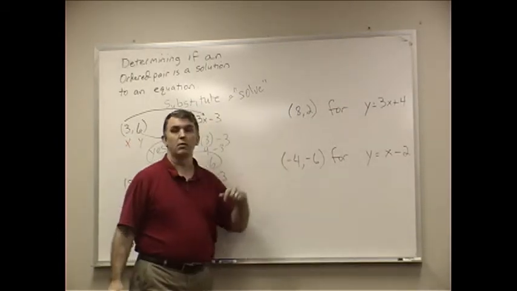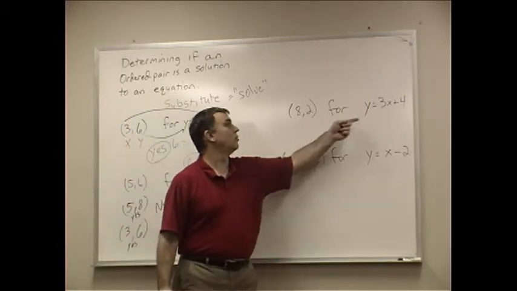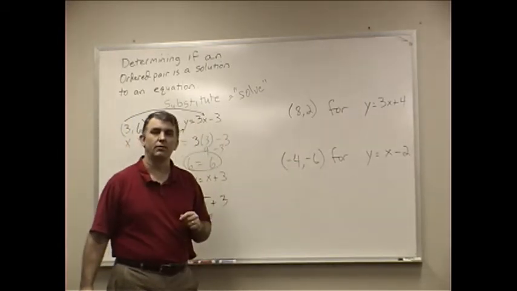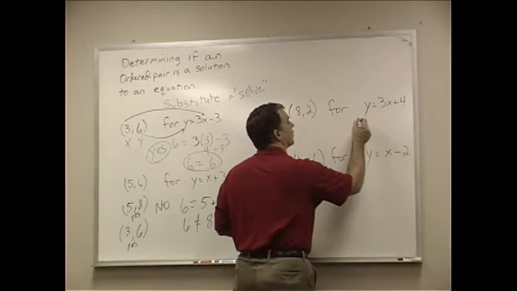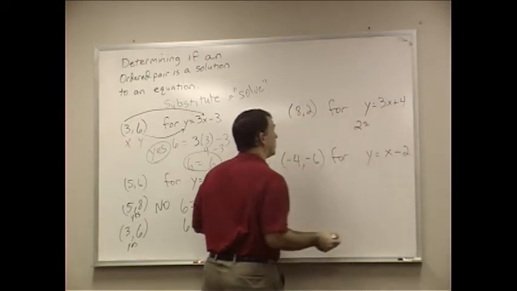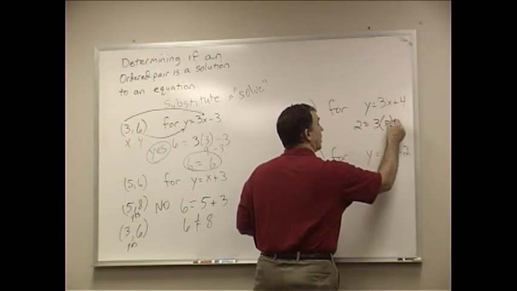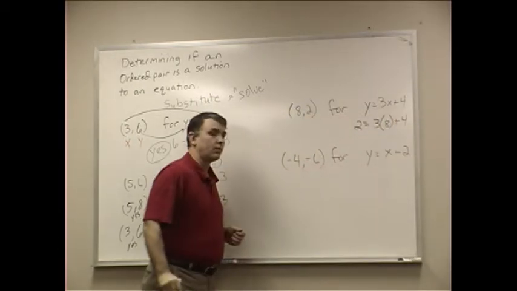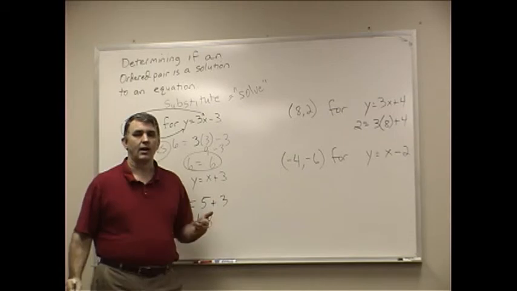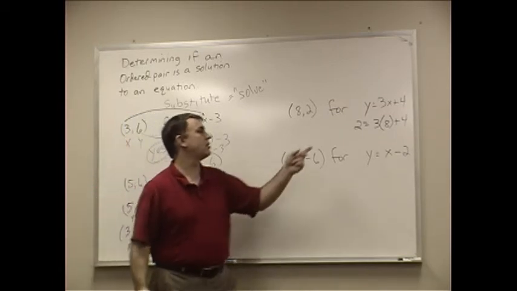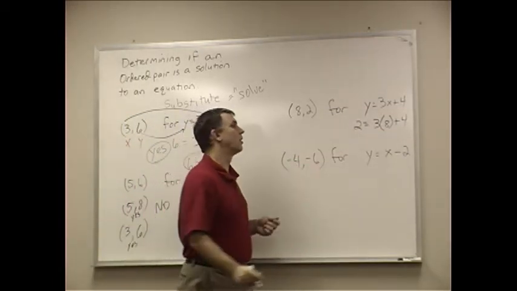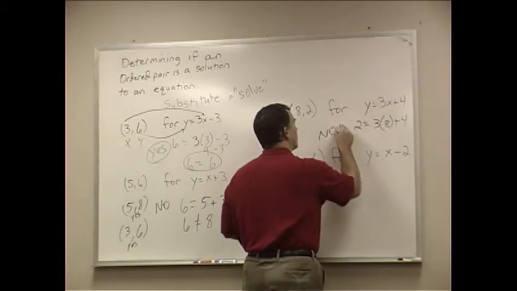Let's take a look at this one right here. 8, 2 for y equals 3x plus 4. Again, we're going to put it in. 2 equals 3 times 8 plus 4. Now, pretty quick, a lot of people realize, hey, that's not going to work. 3 times 8 is 24, plus 4 is 28. That's a great big no.